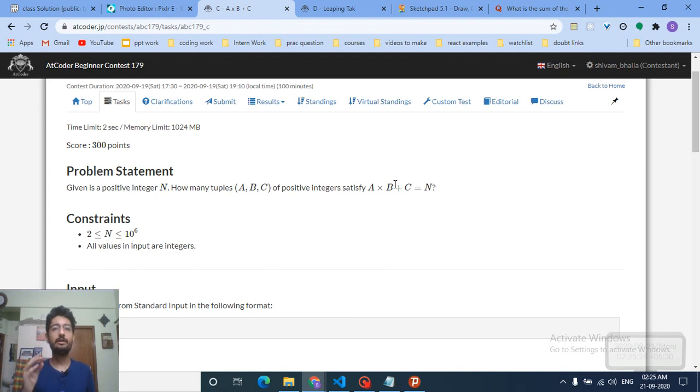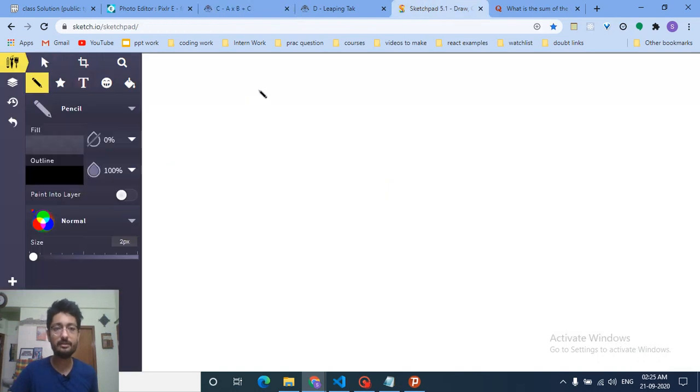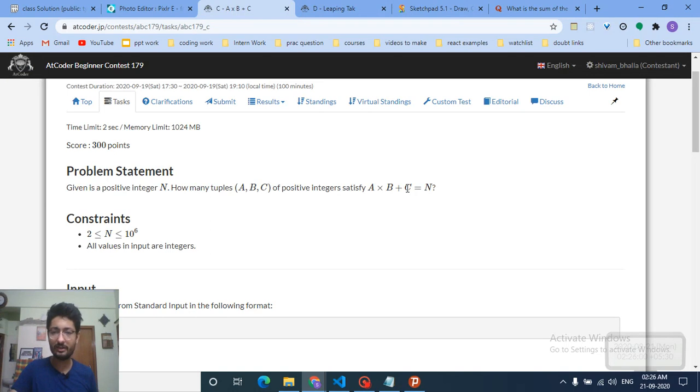Now you cannot iterate over A from 1 to 10 to the power 6 and then B from 1 to 10 to the power 6 and then find the value of n. But one thing you can do is iterate over C, because C can be from 1 to 10 to the power 6. Let's assume that my n is equal to 100. Now if C is equal to 1, put it on the right hand side: 100 minus 1 equals 99. So A into B is equal to 99.